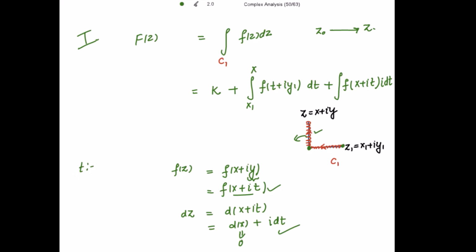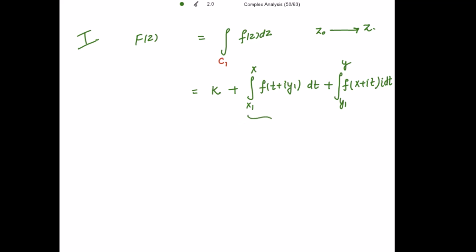Now the limits of t. What is the value of t at this point in terms of y? It is y1. What is the value of t at this point in terms of y? It is y. So the limits are y1 to y. When we solve this first integral, we are getting the values in x. When we solve this integral, we are getting the values in terms of y, right?